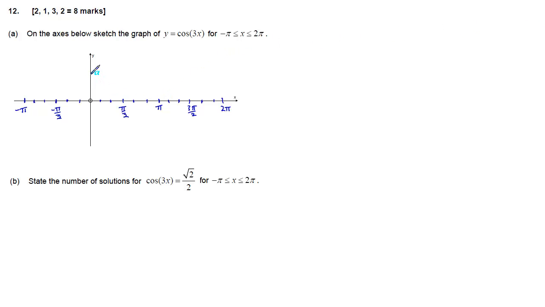Now cos of 0 is 1, so we'll just put a 1 here. We know that cos of pi by 2 is 0. So 3x is pi by 2. That means that x is pi by 6. So we're going to have a 0 here. Then it's going to be negative 1 here. It's going to be 0 here. And then we can start to see the pattern.